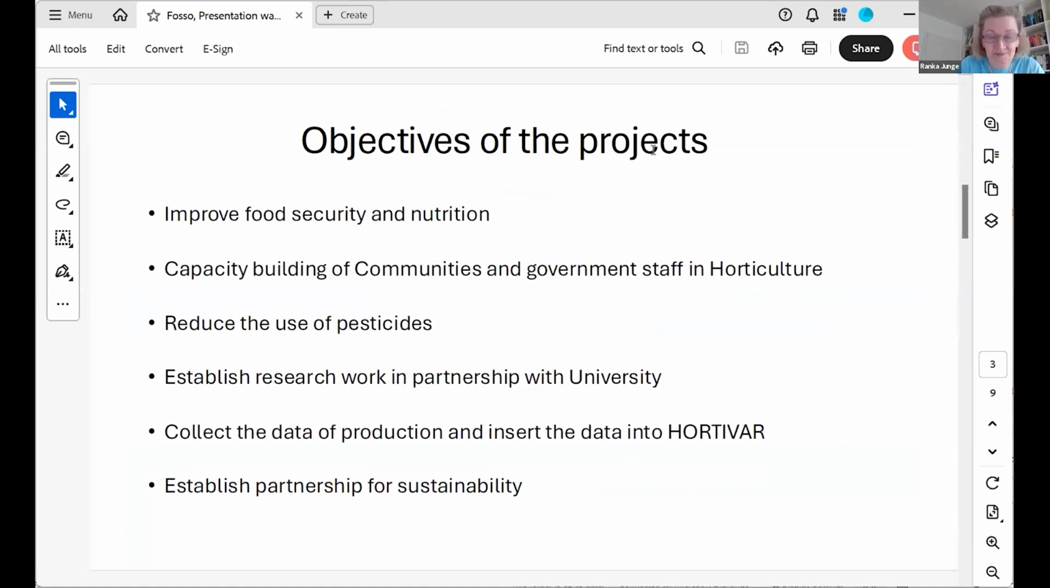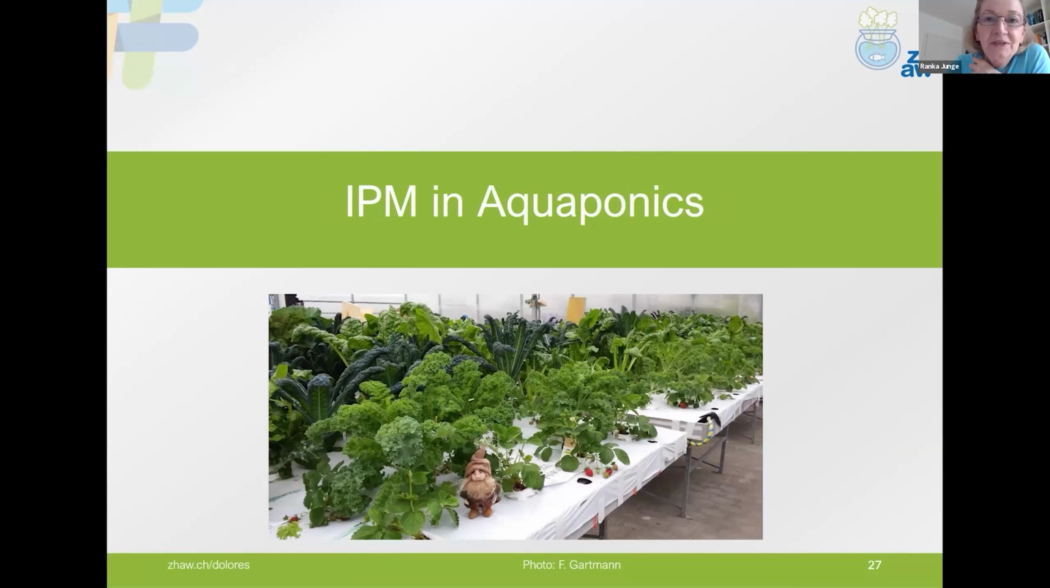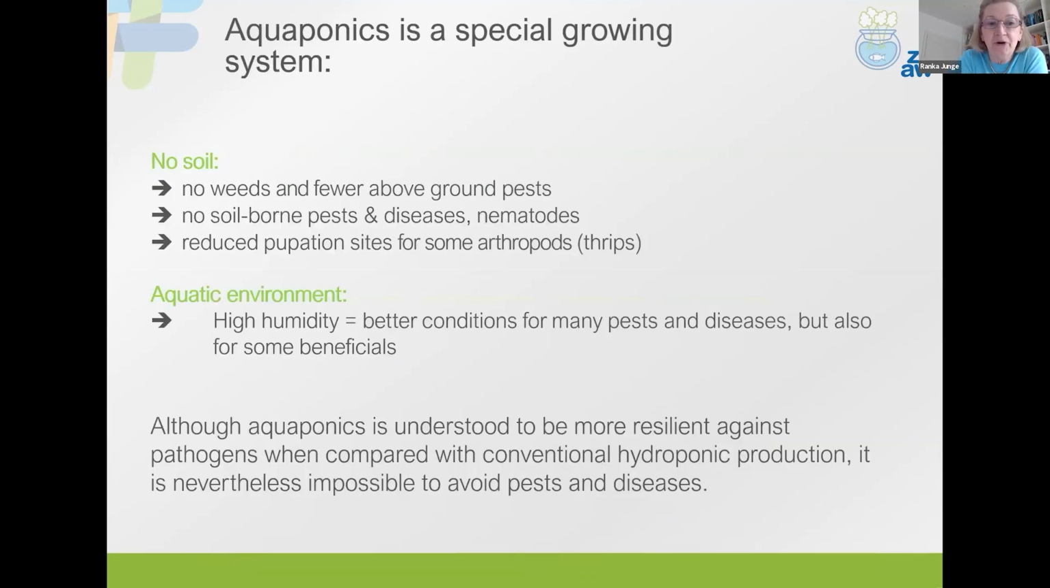Objective of the project. So now I wanted to say this was like a general introduction to IPM, what's the point and how it is going. However, in aquaponics specifically, it's a bit different because aquaponics is a very special growing system. There is no soil. This is like in hydroponics: no weeds, fewer above ground pests, no soil-borne pests and diseases, reduced pupation sites for some arthropods, but also it's a very high humid environment because it's aquatic.